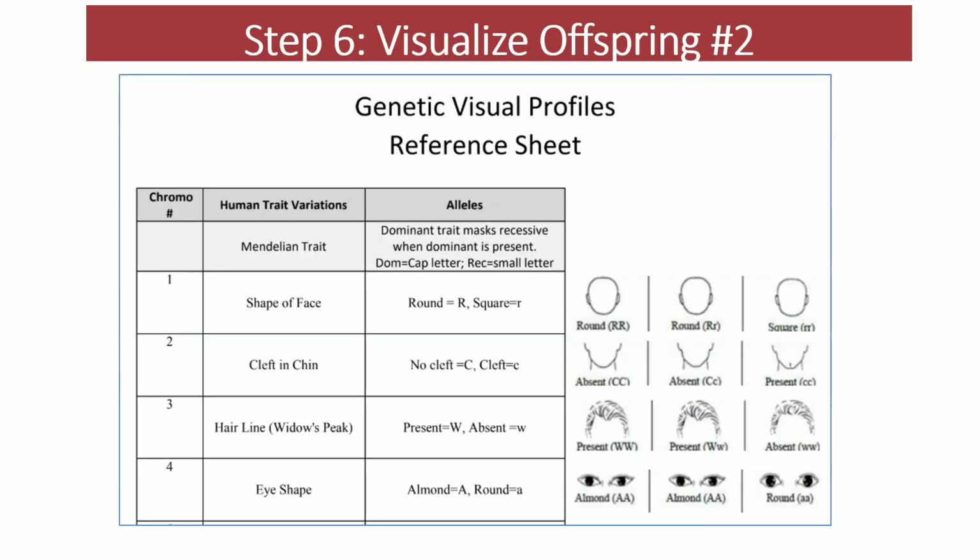It's time to see what this child looks like. So use the Visual Profiles reference sheet to help you draw the facial appearances of this second child. Make sure to draw the second child accurately using the data you just collected on your journal slip. Pause the screencast and draw offspring number 2 on your journal slip or just on a separate piece of paper.